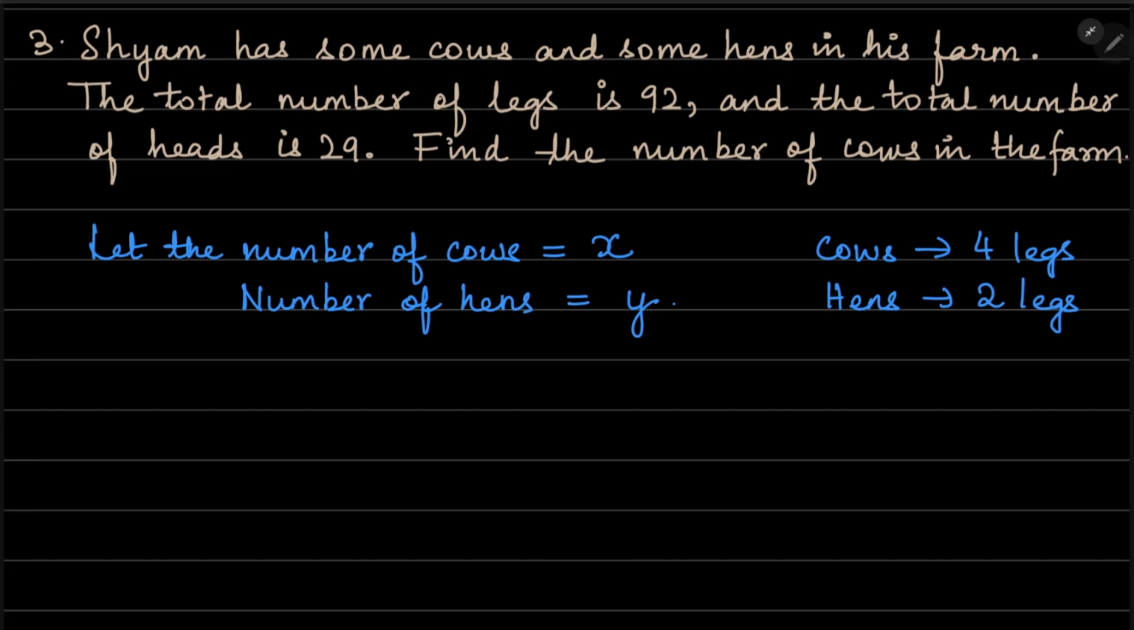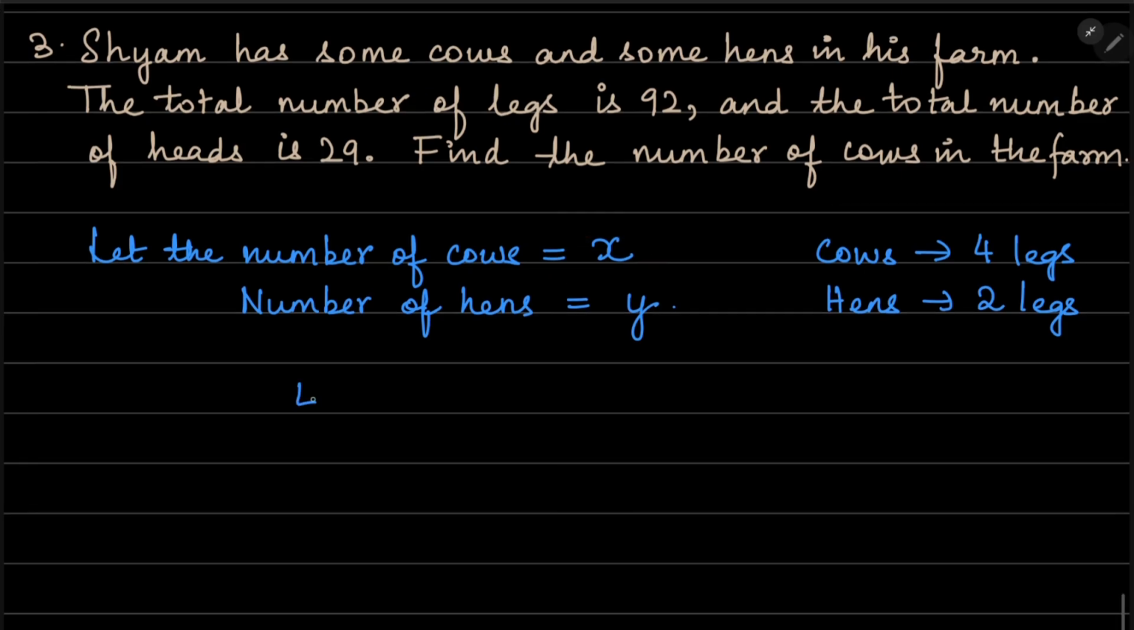You are given the total number of legs is 92. Okay. So if one cow has got 4 legs, how many legs will x cows have? How many legs will 2 cows have? It will be 2 into 4, isn't it? How many legs will 3 cows have? 3 into 4. So similarly, how many legs will x cows have? X into 4. So x into 4 is nothing but 4x.